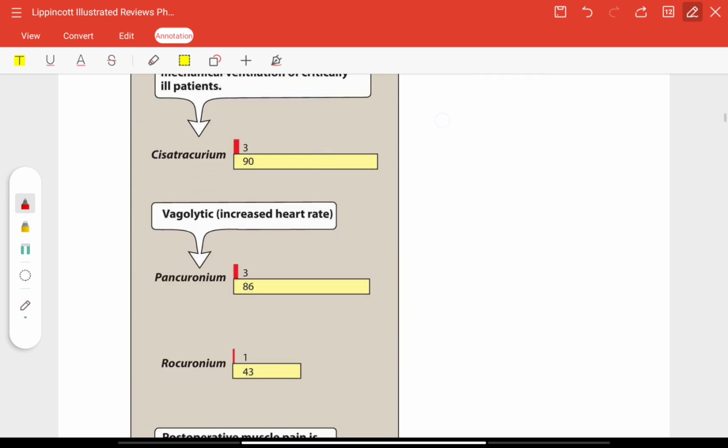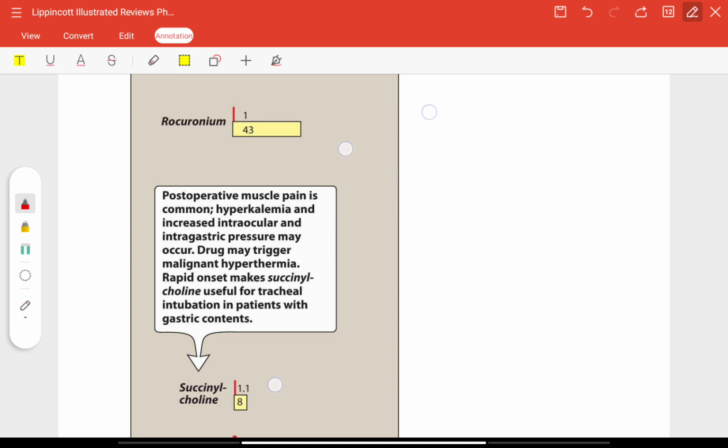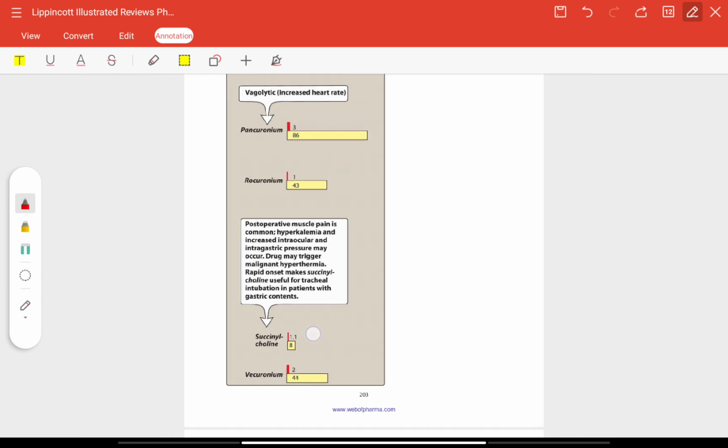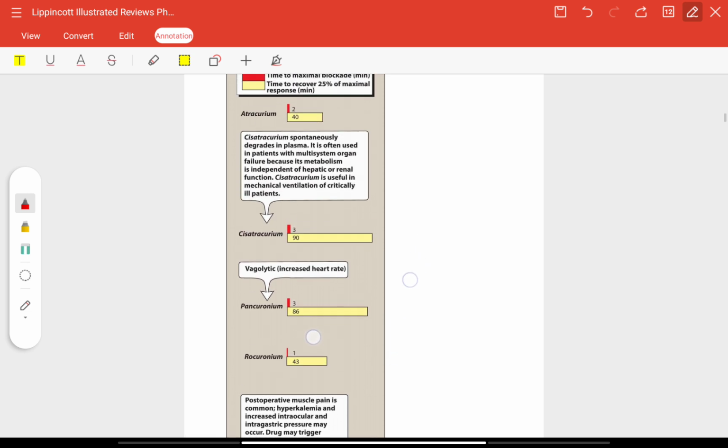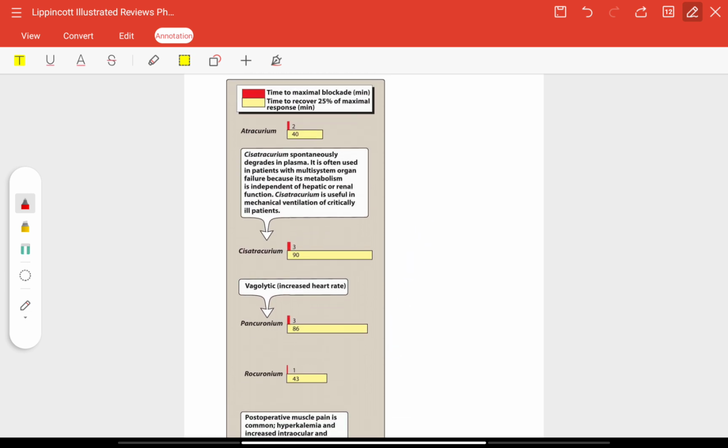Now, this is also about its characteristic features. This is the time to maximal blockade, and this is the time to recover. Two minutes and 40 minutes for atracurium. For cisatracurium, 3 minutes and 90 minutes. For pancuronium, 3 minutes and 66 minutes. Time to recover 25% of maximal response.